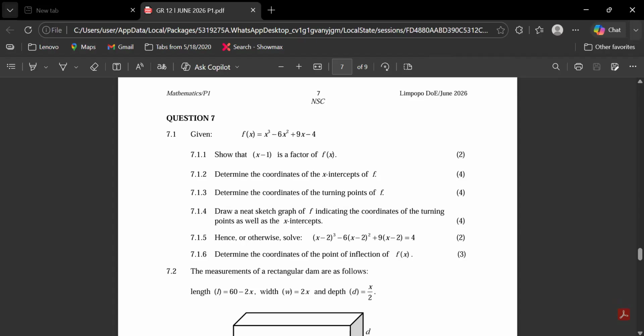Welcome guys to the Daily Dose of Mathematics. Today we are doing question 7 of the June 2026 Limpopo question paper. We are going to be doing 7.1.1 and 7.1.2.